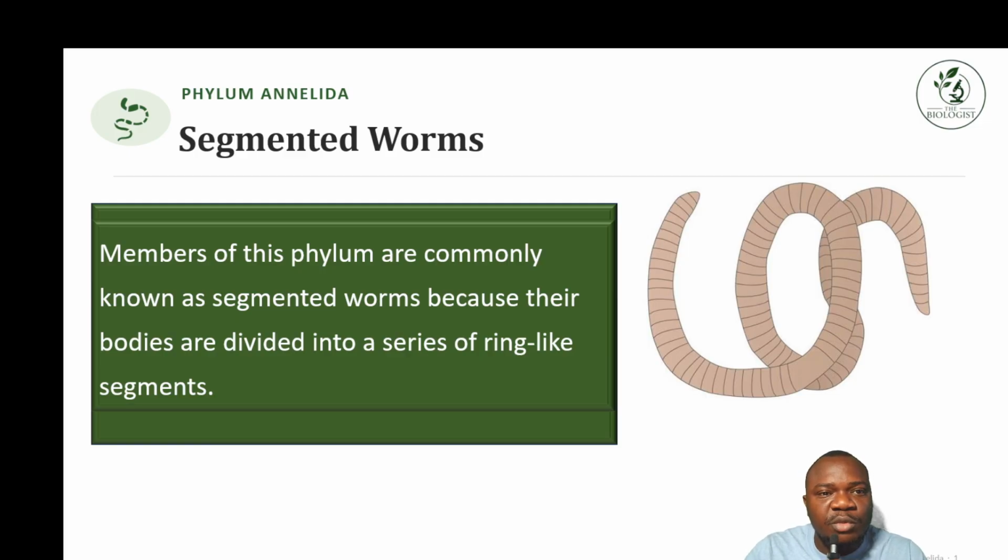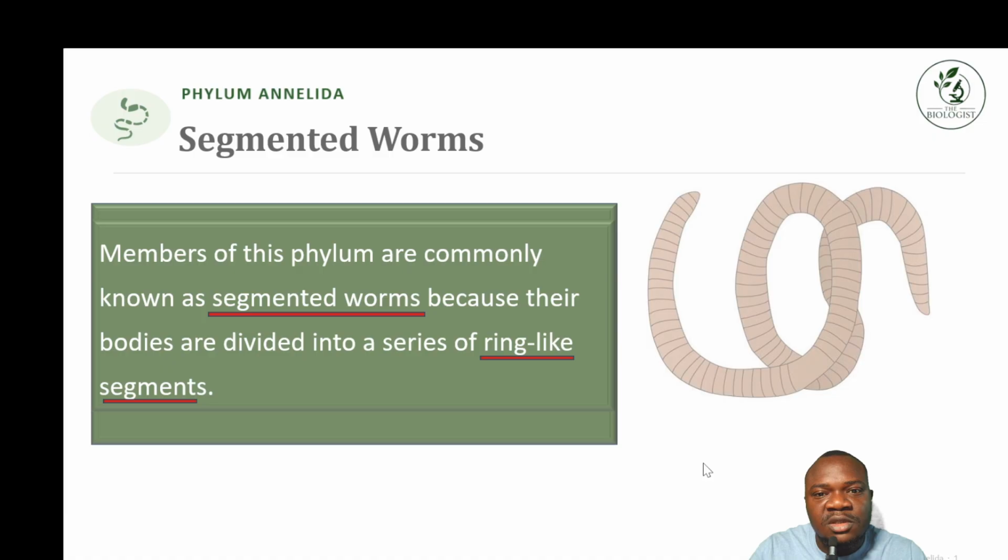Members of this phylum are called segmented worms, because their body is divided into a series of ring-like segments. If you look at this picture, you can see how it looks. They look like rings. So we have different ring-like segments, and we call this segmentation, which is common in the phylum Annelida.